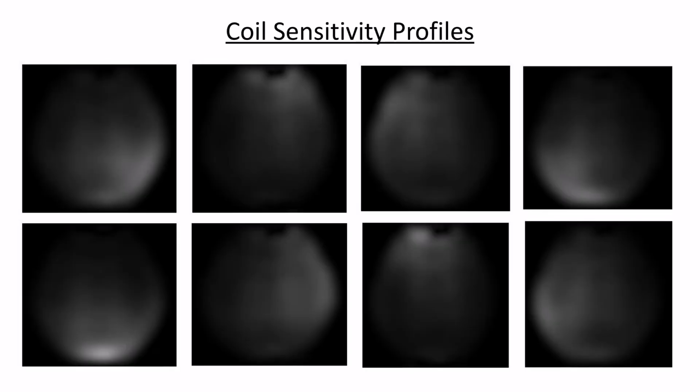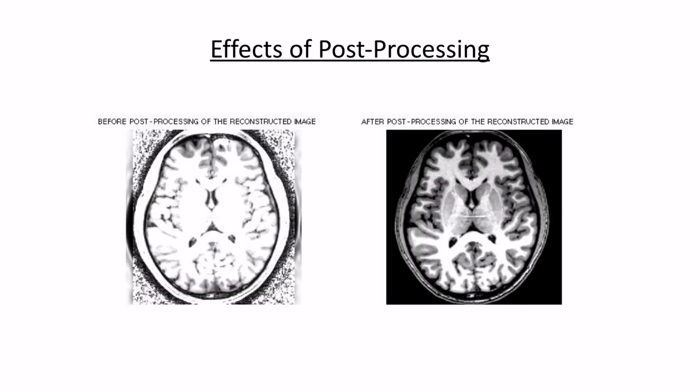These are the coil sensitivity profiles that were obtained after 5 iterations for 8 coils. As we can see, every coil is sensitive to either of the 4 corners or of the 4 edges of the object being imaged, and this is dependent on the way they are placed. We can see why post-processing needs to be done to get the final image by comparing the image before and after post-processing.